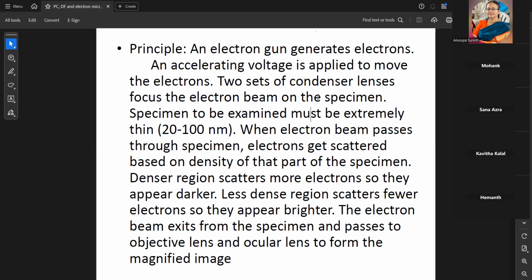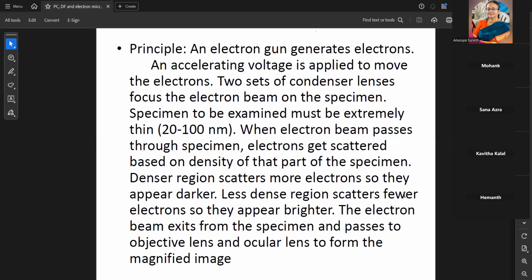Now, if we want to use electron microscopy, one important requirement is that the specimen which we are going to observe should be very thin. And how thin should it be? 20 to 100 nanometers. That should be the thickness of the specimen, the cells which you are going to see.